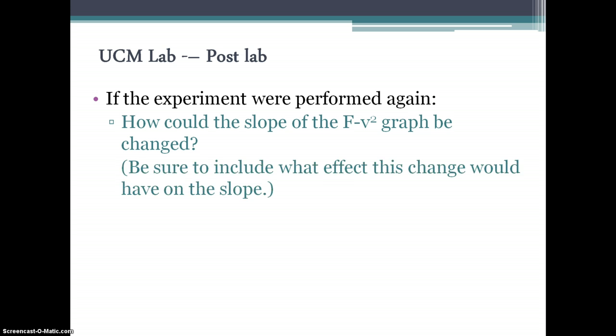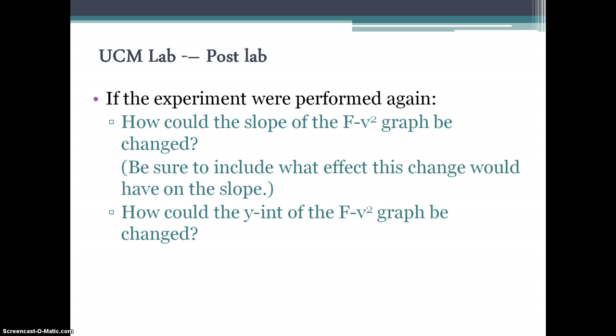Okay, part of your conclusion, you should answer these questions as well. If you were to perform the experiment again, how could you change the slope? I'm not going to answer that for you. I want you to think about that and figure it out and write that in your lab report. You know what your slope actually means now, so what could you do that would give you a bigger slope, and what could you do that would give you a smaller slope? List both of those, what you would do to produce that if you were to do the lab all over again. Include the effect that has on the slope.